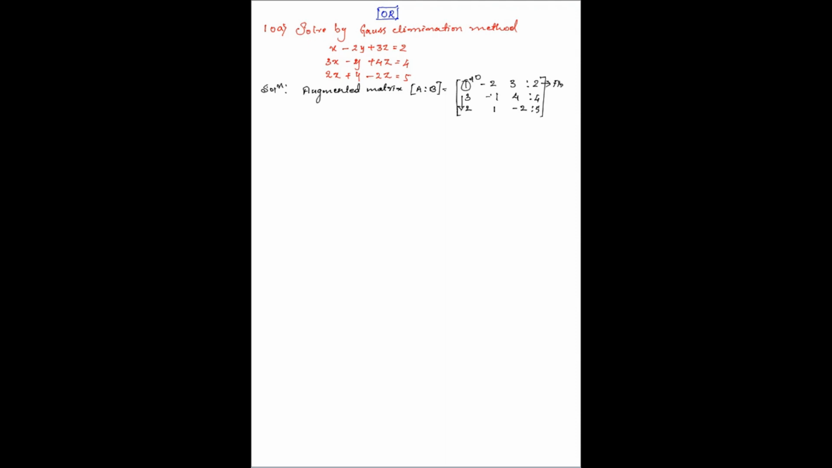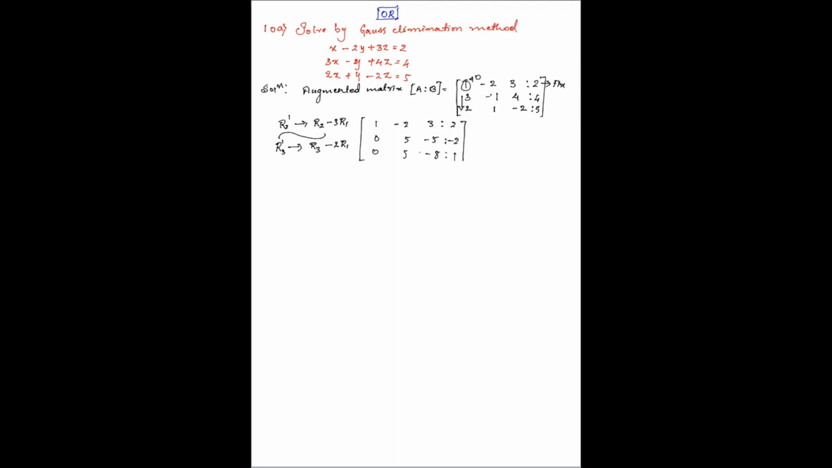So I am fixing R1 here and making operations for R2 and R3. I call them R1, R2 dash and R3 dash. R2 dash changes to R2 minus 3 times R1. R3 dash changes to R3 minus 2 times R1. So I am going to get 1, minus 2, 3 is to 2. Then 3 minus 3 becomes 0, and so on: 0, 5, minus 5 is to minus 2; 0, 5, minus 8 is to 1.